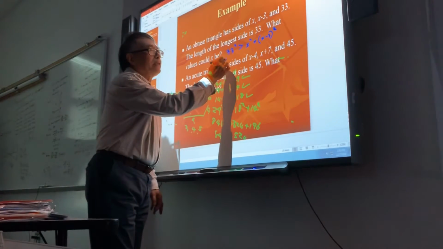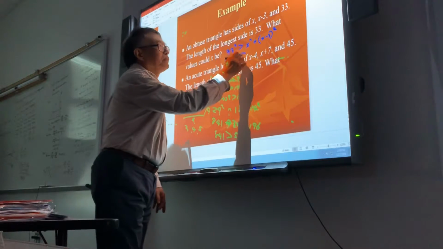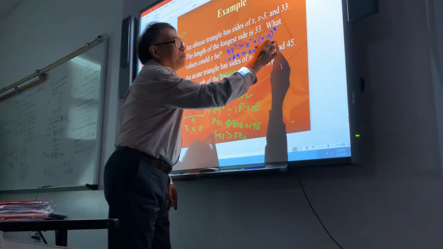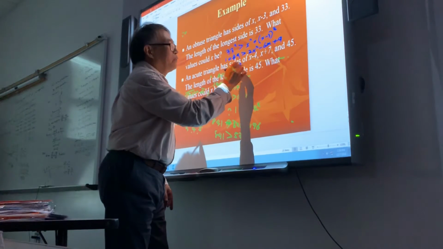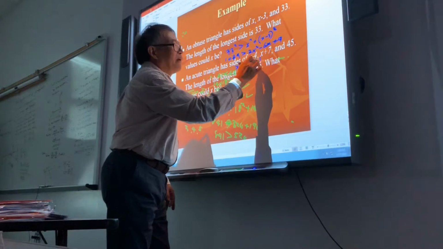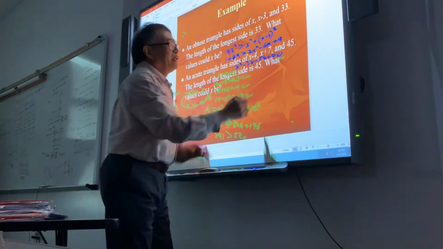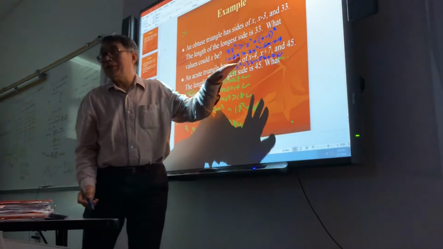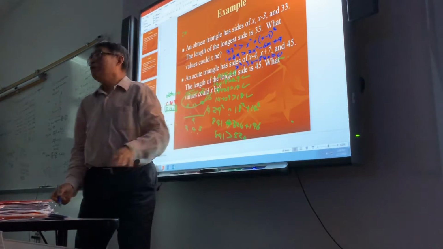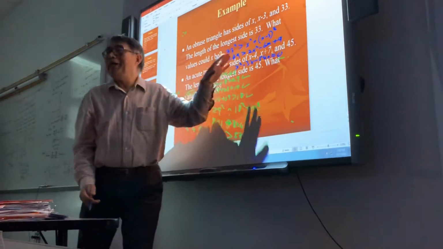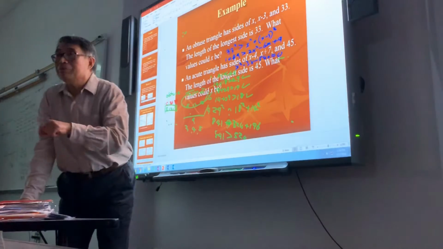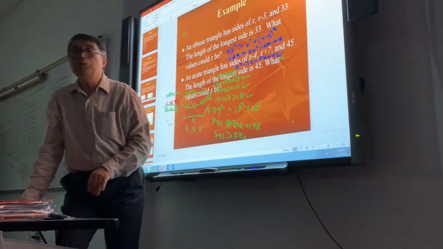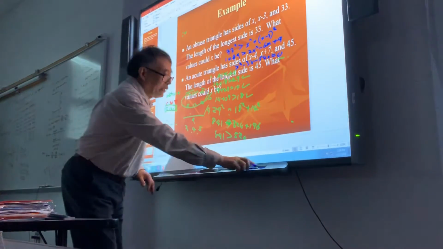33 squared is what? 2x squared minus 6x plus 9, you get x squared minus 3x minus 540 equals 0. Because this number we cannot factorize, you have to use the quadratic formula or completing the square to solve. How do you get the 6x? Simplifying is very hard for many students, so you should be careful.